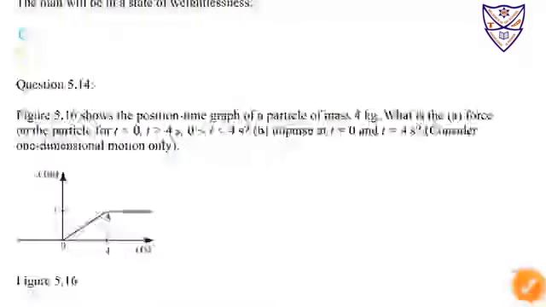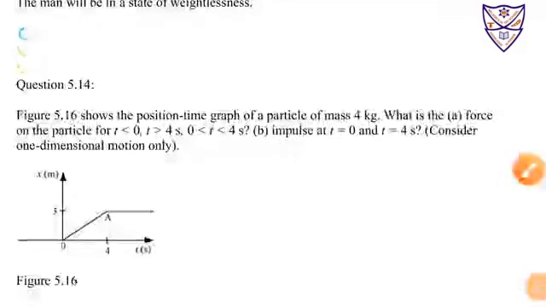Numerical 5.14, right? Here we have the position-time graph of a particle of mass 4 kg. First of all we need to find the force on the particle for t less than 0, t greater than 4, and between 0 to 4 seconds. Then we have to find the impulse at t equal to 0 and t equal to 4 seconds. Okay, starting from force.